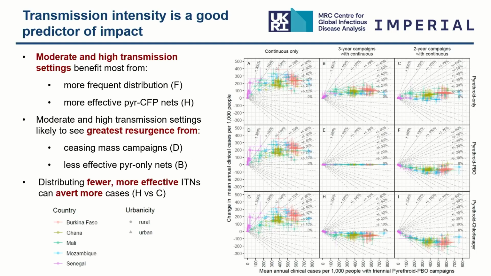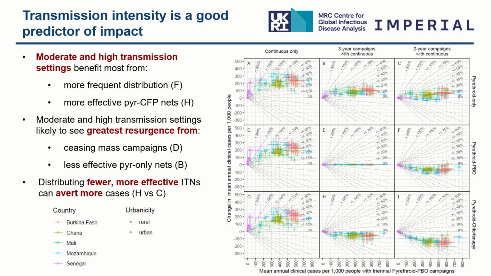Thankfully, all the simulations that we've looked at align with a lot of guidance, which is very much focused on giving subnational tailoring guidance on the basis of transmission intensity. So we do find, thankfully, that that is a good predictor of impact of different ITN interventions. I'm now just going to talk through this slightly complicated figure on the right.